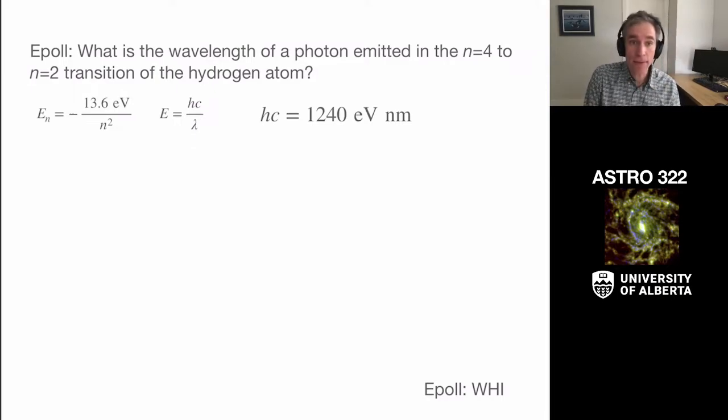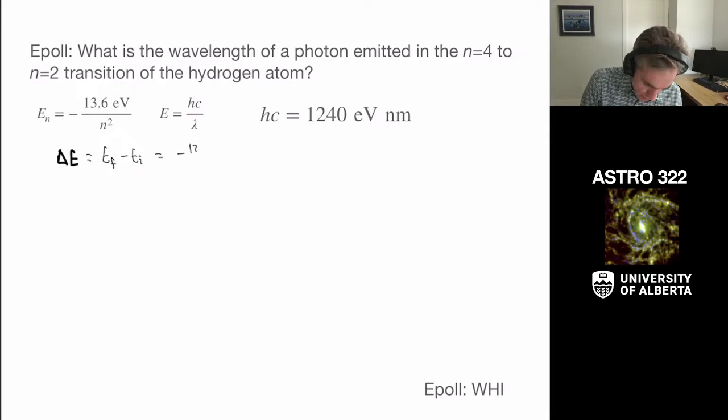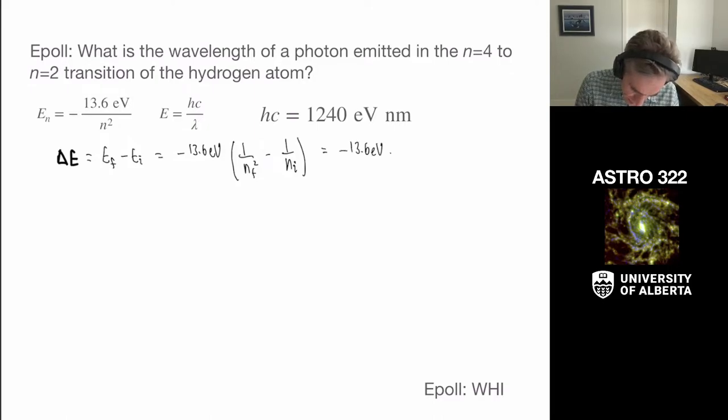So we have the energy of a photon is the change in energy between the initial and the final states. So that's the final minus the initial, which is minus 13.6 eV times 1 over n final squared minus 1 over n initial squared. And this gives you minus 13.6 eV times 1 over n final, which is 2 squared, minus 1 over n initial, which is 4 squared. And if you get that, that is 3/16. And plugging this in gives you minus 2.55 eV.